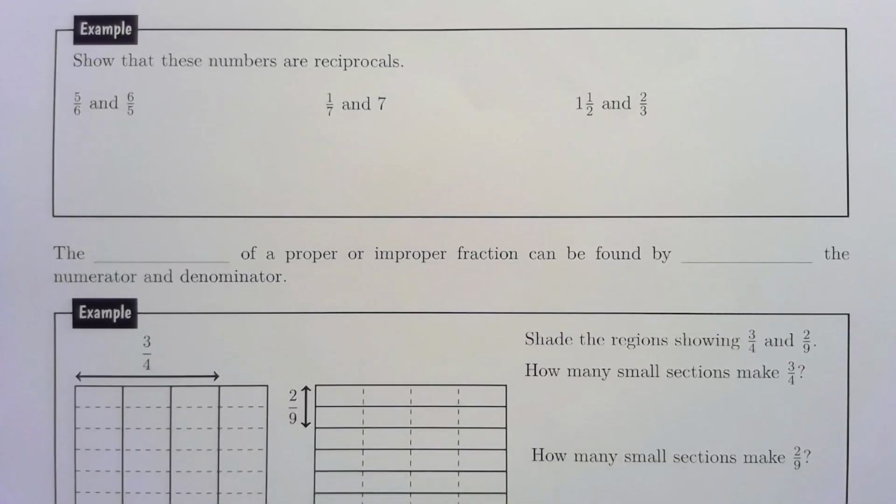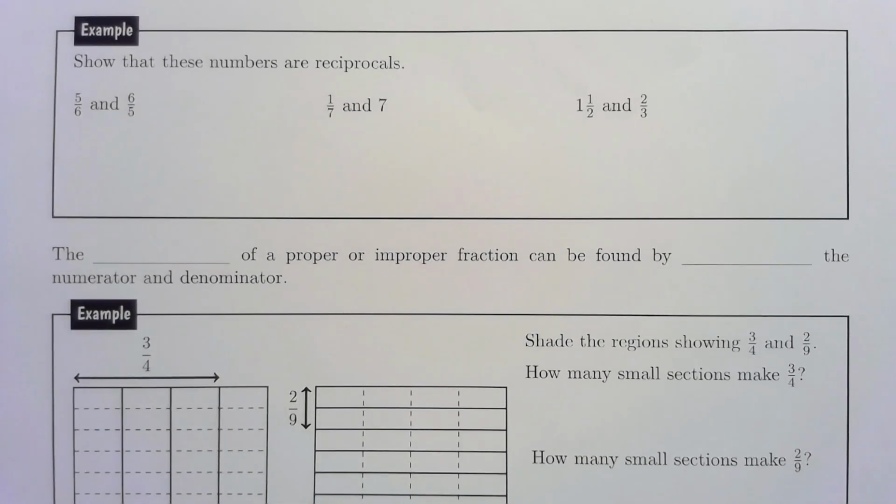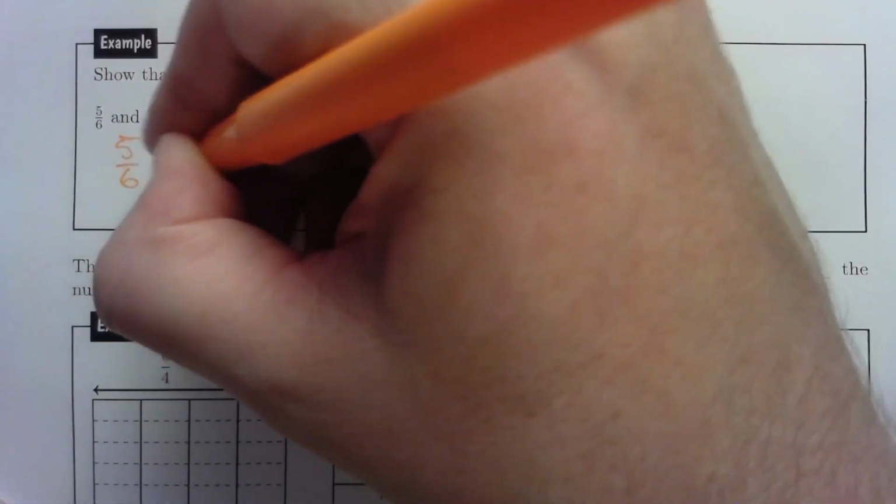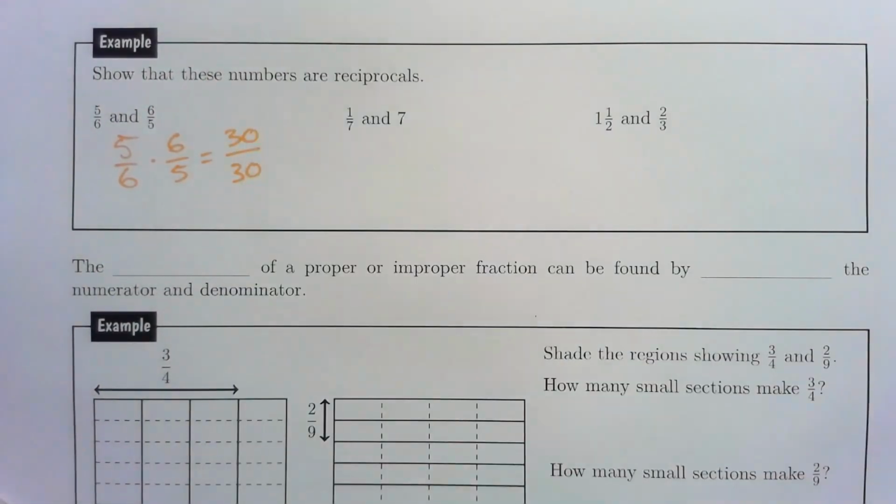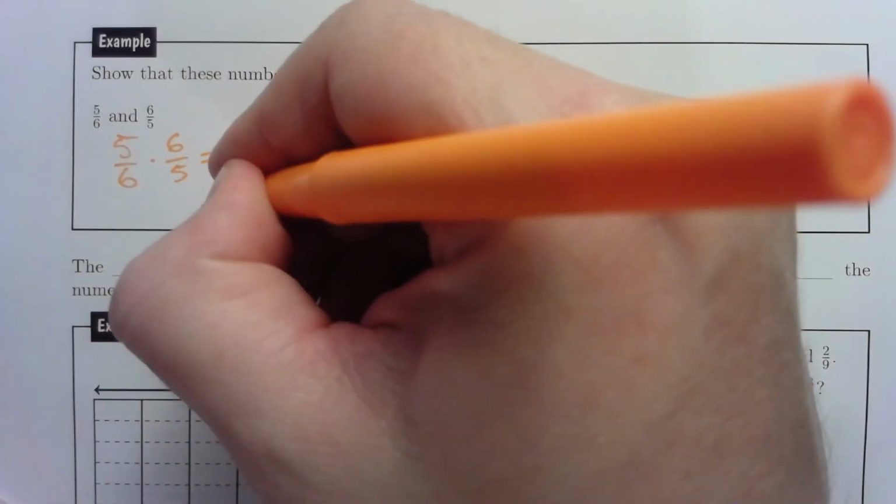As an example, let's check that some given pairs of numbers really are reciprocals. So 5/6 times 6/5. When we multiply their numerators, we get 30, and multiply their denominators, we also get 30. This simplifies to 1.